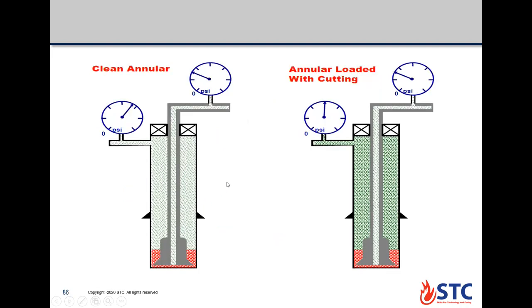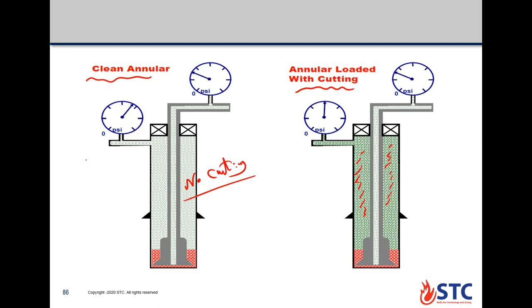So what about these cases, guys? If we have an annulus loaded with cuttings, and if we have a clean annulus with no cuttings, what do you think about the casing pressure? Is casing pressure higher here or here, and why? Here we have cuttings in the annulus, and here no cuttings. When you say cuttings, you mean gas? Cuttings, solids. Clean annulus has a higher casing pressure.